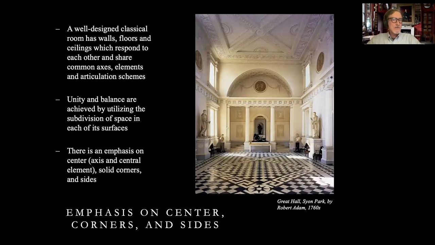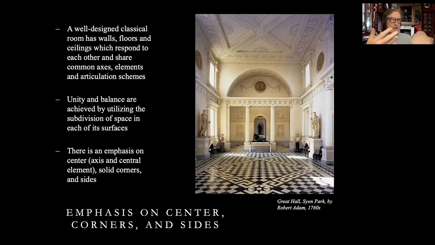An emphasis on center, corner, and sides. A well-designed classical room has walls, floors, and ceilings which respond to each other and share common axes, elements, and articulation schemes. They are related to each other in a rational, unambiguous way. Unity and balance are achieved by utilizing a subdivision of space in each of its surfaces.